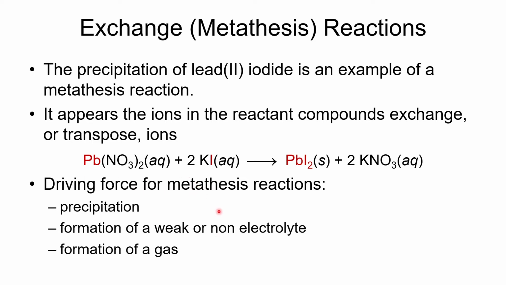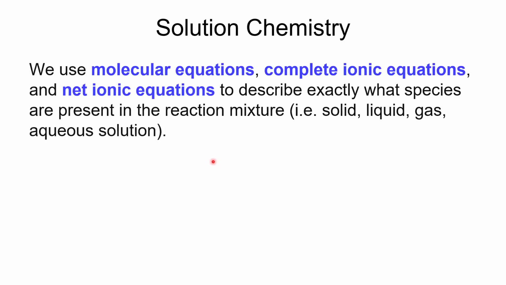All right, so let's look at solution chemistry. We have some words that I want you to get down and that I want you to understand clearly. All right, so we're going to be looking at molecular equations, complete ionic equations, and net ionic equations. And the whole reason that we're looking at these is that they tell us slightly different things. Molecular equations tell us what we started with and what we end with. All right, so it doesn't really tell us about what's in solution at any given time. It simply tells us what compounds we started with and what compounds we ended up with.